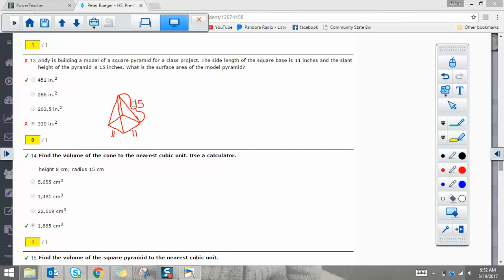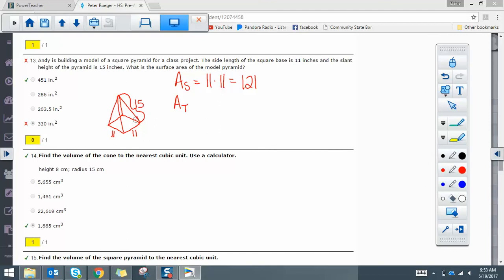So remember, surface area, you add up the area of all the sides. This is a 5-sided figure. We're going to start with the square. So first we're going to do area of the square of the bottom. That's 11 times 11, or 121. Now we're going to do the area of the triangle, which is one of the faces here. We're going to do it once, and then at the end we're going to multiply it by 4, because there are 4 of them. Area of a triangle is 1/2 base times height.